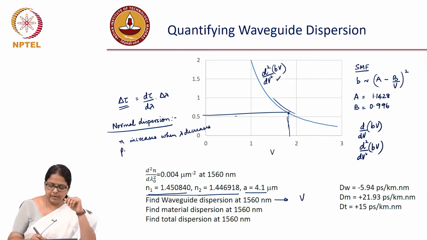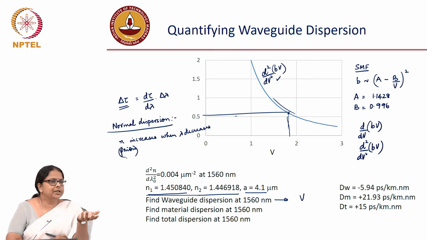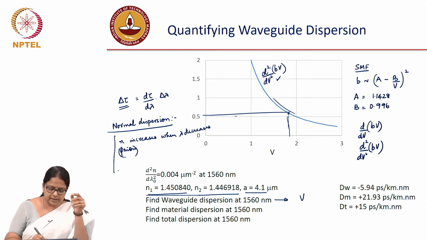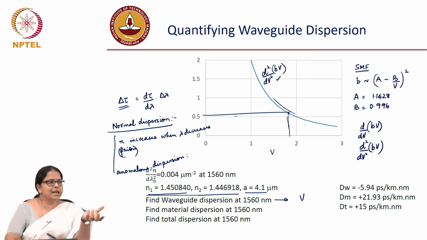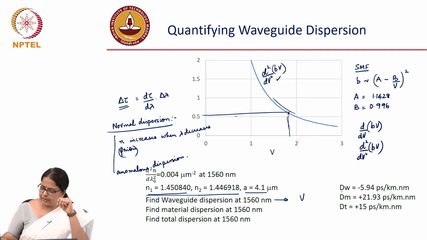So, easy to remember is prism. Anomalous dispersion is when you have the other way around, right. So, opposite of this is anomalous dispersion. So, the beauty is you can make the total dispersion as normal dispersion or as anomalous dispersion by controlling the waveguide dispersion.